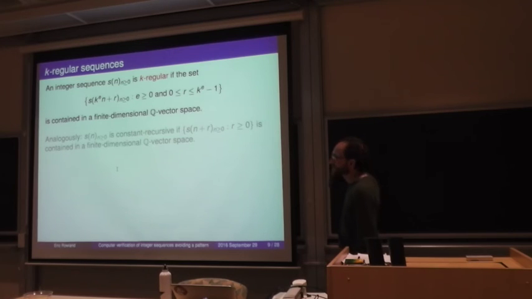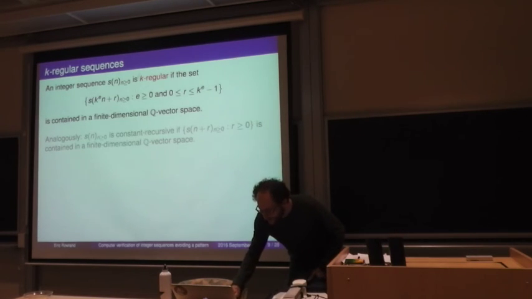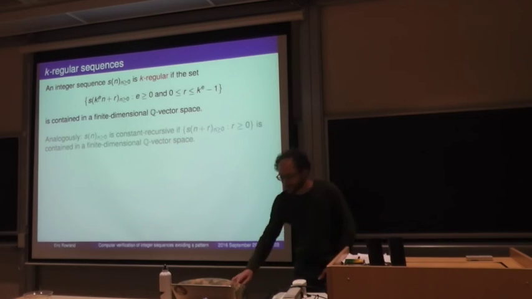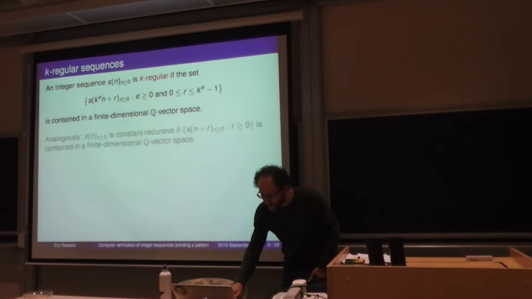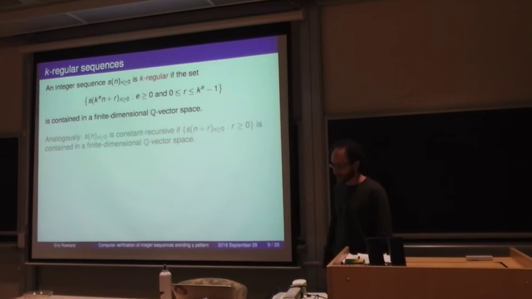So I want to give you the formal definition of a k-regular sequence and just talk about this for one slide. An integer sequence is k-regular if this set of sequences is contained in a finite-dimensional vector space over Q. We fix k, and we basically take subsequences of the form s of k to the e times n plus r, where the remainder r is less than k to the e.